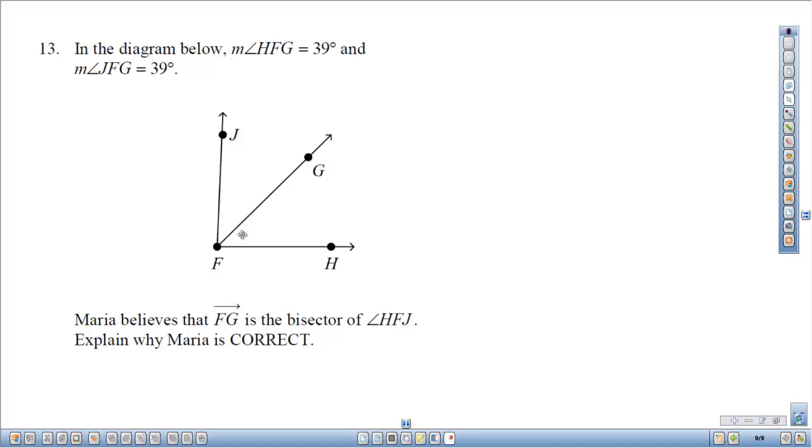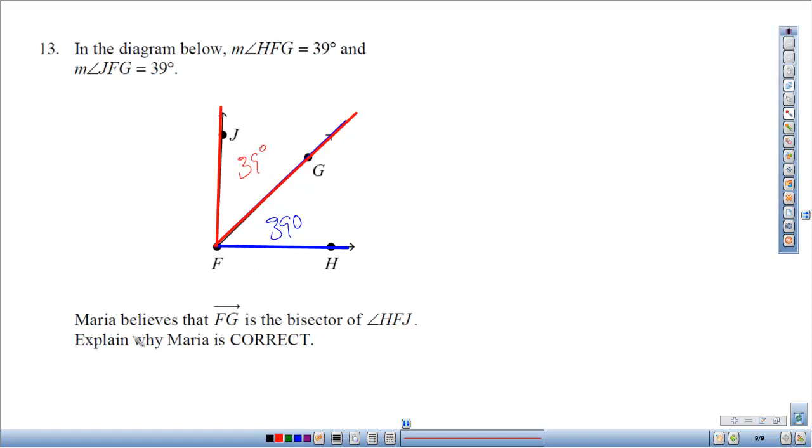Alright, number 13 gives us a diagram, and they tell us a couple angles have some measures. Probably a good place to start would be to put that information right there on the drawing. So angle HFG, which one is that? HFG is this angle right here, and what do they say about it? It measures 39 degrees.